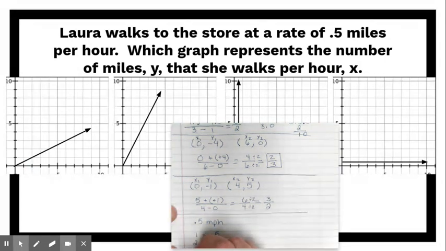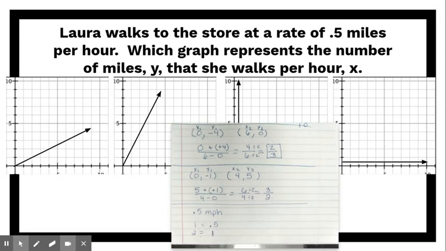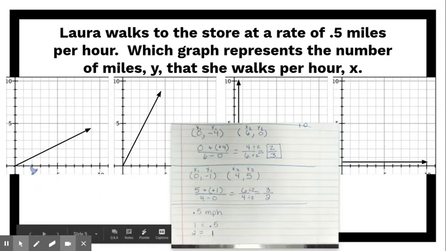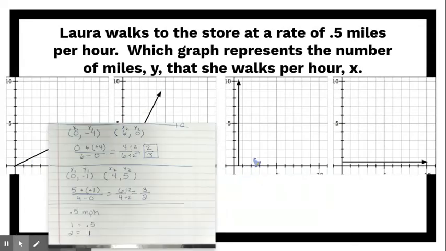After 2 hours, she's doubled that. So 1/2 plus 1/2 is 1. So at 2, our graph should be at 1. So let's look. 1, 2, 1. That's good. 1, 2, 1. No, that's not good. 1, 2, 1. Wow, there's nothing there.